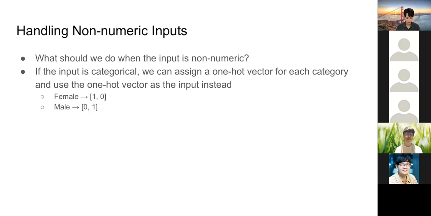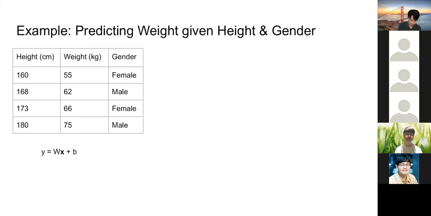And in fact, one of the easiest ways to do this is that if the input is categorical, which means we know for sure that input is coming from a fixed size set, in this case female and male, two possible categories, then we can assign a one hot vector for each category and use the one hot vector as the input instead. So for instance, we can define female as a vector 1, 0 and define male as 0, 1. So what does that mean? So for instance, now we have again x here, but we can call this now x1.